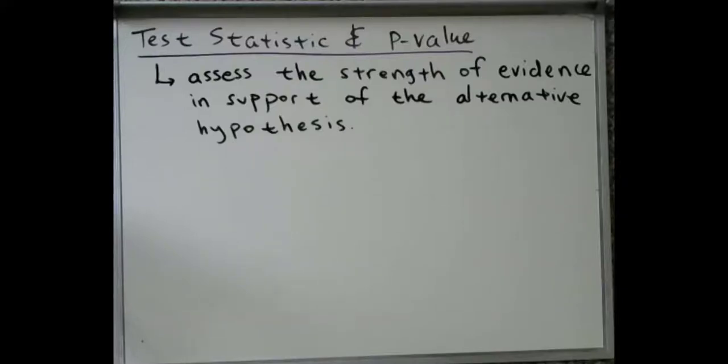Welcome back. The next step after creating the null and alternative hypothesis would be to analyze the data and see if it supports that alternative hypothesis. So that would be our computation-based steps, and that is called the test statistic and the p-value.